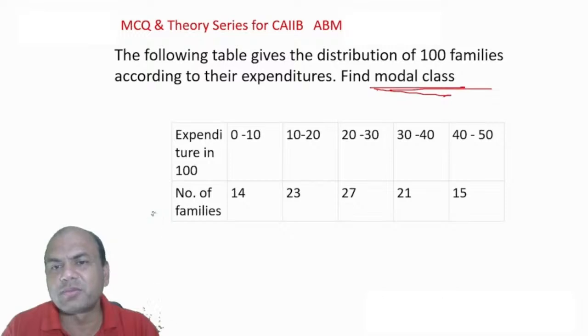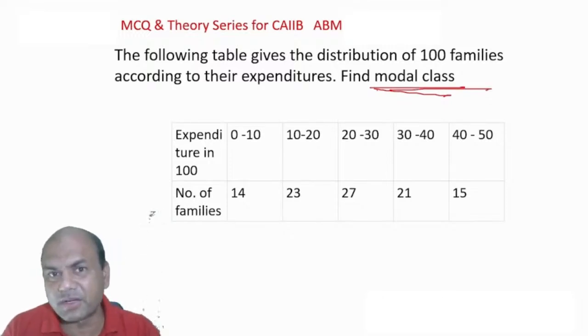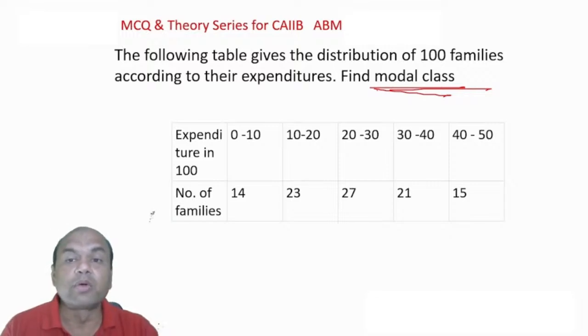Let me see who can give me the fastest answer. Modal class. Modal means what? What did we just do now? What was mode? Modal means that class which is having the highest frequency. So which is having the highest frequency? Number of families. This is F.